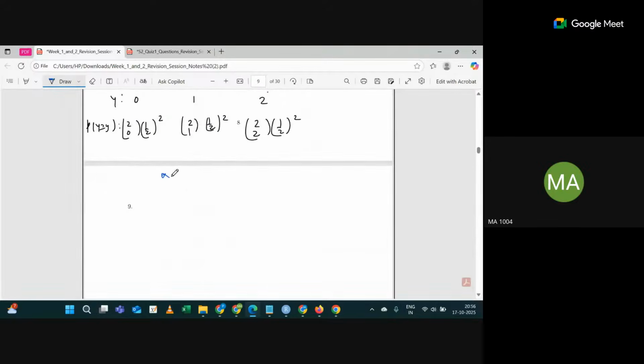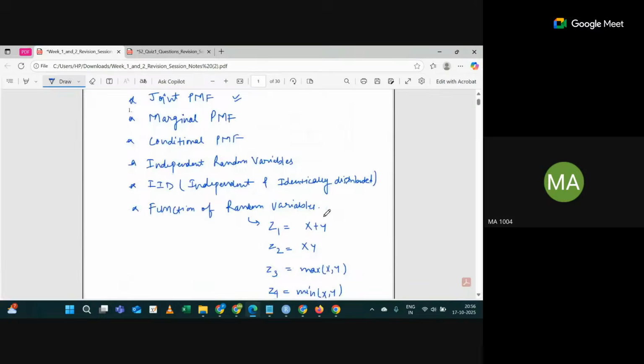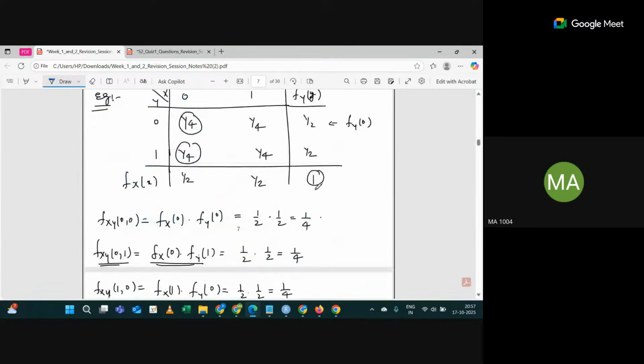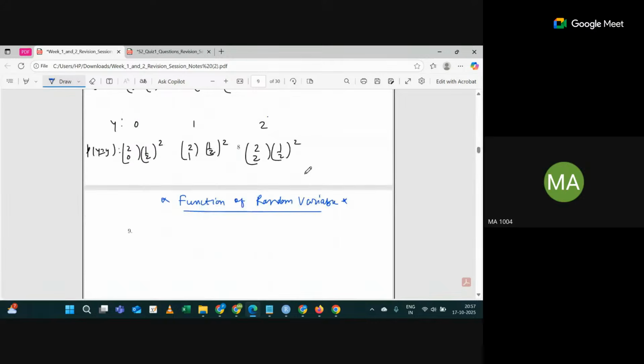So the next concept is called function of random variables. I will go through some examples and try to solve them, and then maybe that will give you the idea. As I told you in the beginning, a function of random variables may be x plus y, mod x plus 7y, x into y, or xy by 2, any function of two random variables, or the maximum and minimum of two random variables. So let's start with the very simple part of this question.